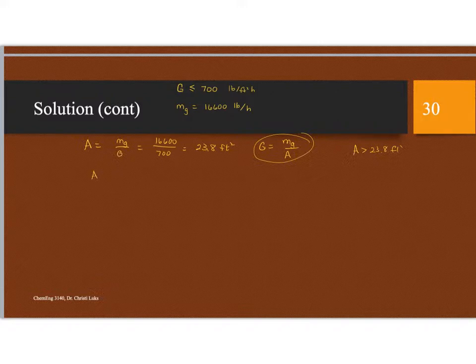So the area is pi over 4 d squared, and so therefore the diameter is the square root of 4 times 23.8 square feet over pi, and that comes out to be 5.5 feet. Again, we want to choose a diameter larger than 5.5 feet, so maybe we will choose D equals 6 feet, the next closest standard size.